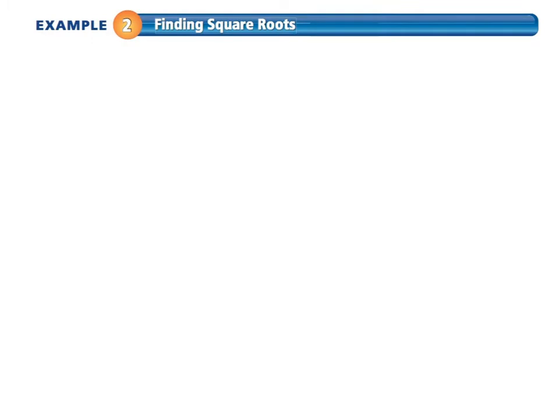So in example 2, of course, we're going to do some examples. Example A, if I ask for the square root of 25, if I just ask for the square root of 25, that means all I want is the positive square root. If I ask for the roots of 25, you would give me both positive and negative 5.